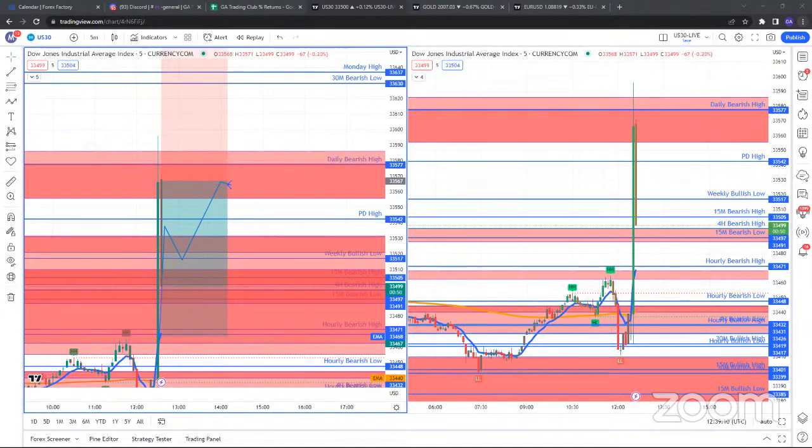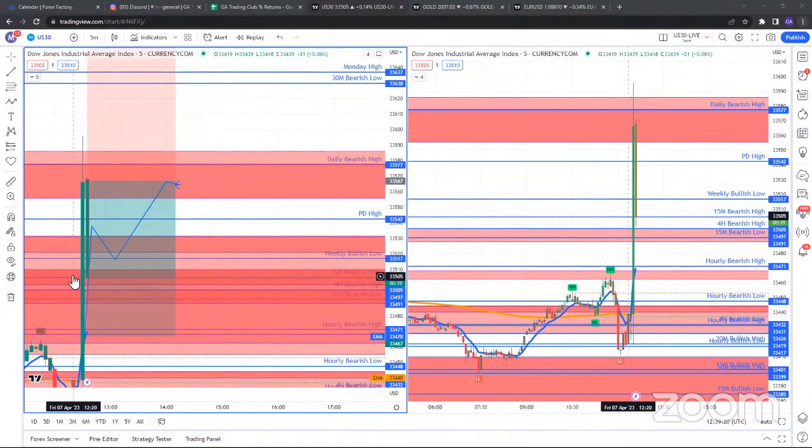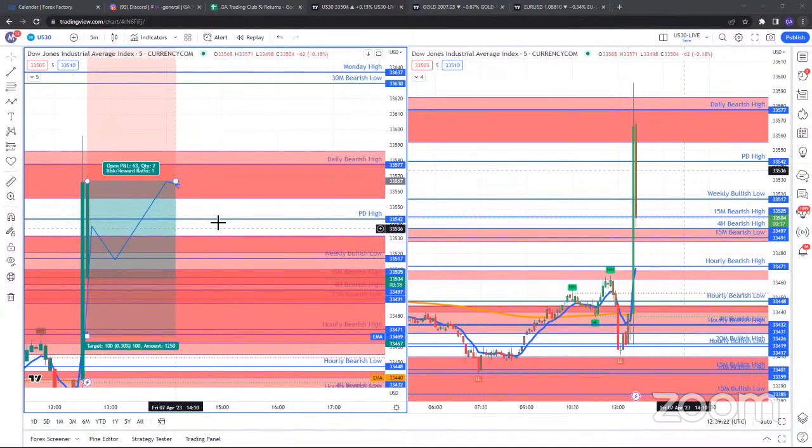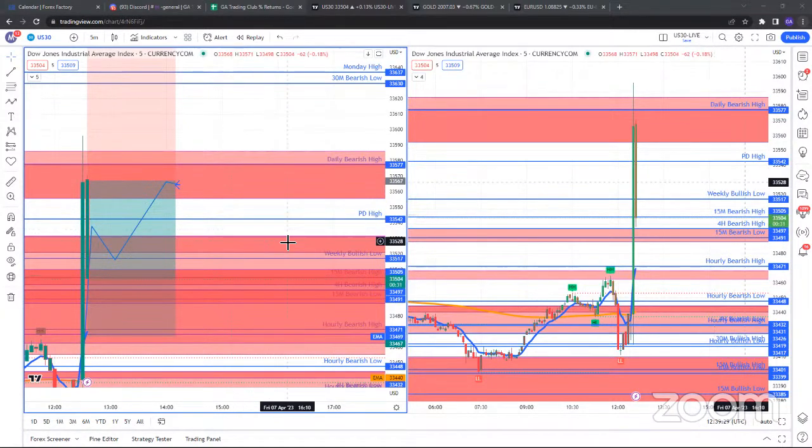Can you guys still hear me? I think I'm in and out. Yes, okay. So this trade is currently what? 567. We are currently 60 pips in profit.